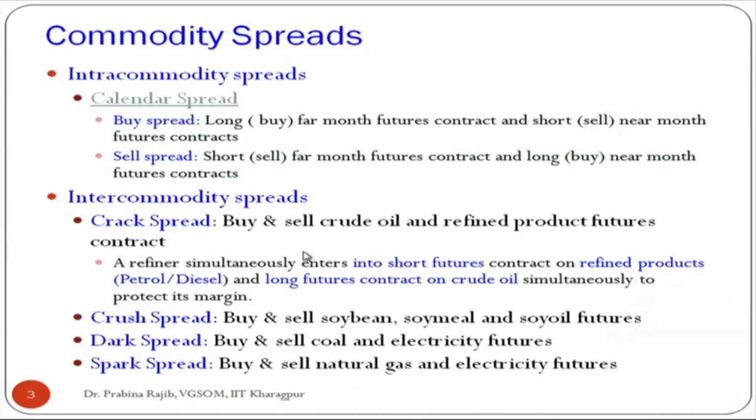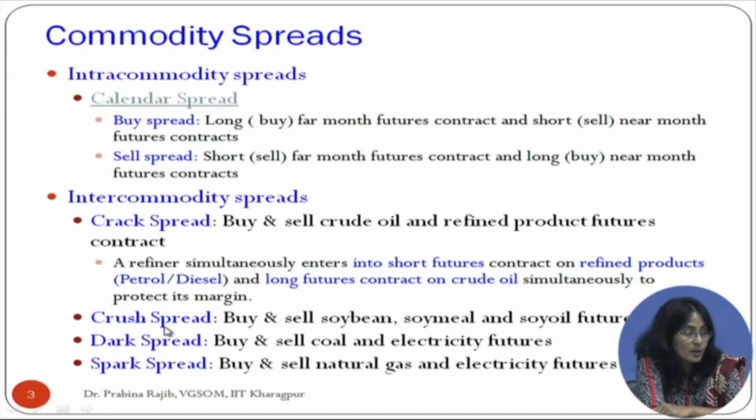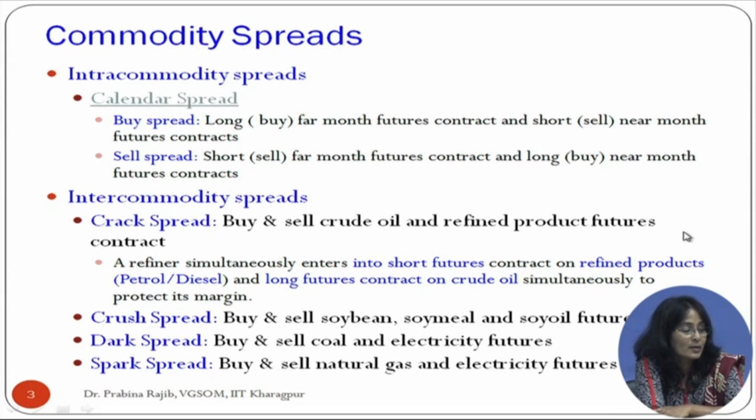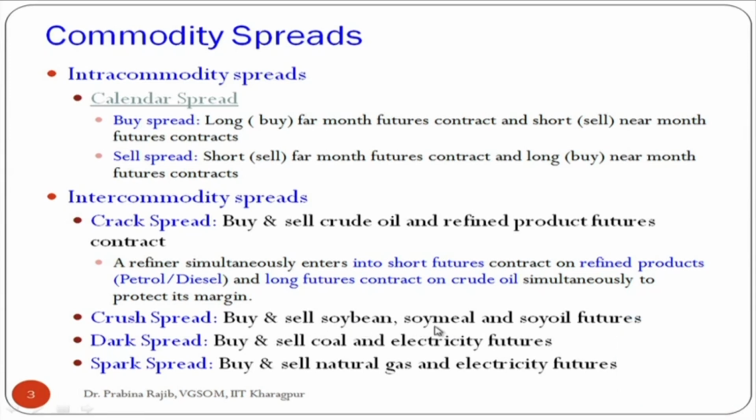Besides the calendar spread, many exchanges also offer intercommodity spreads. So what are these? You can have crack spread, cross spread, dark spread, and spark spread. What do we mean by crack spread? Somebody can buy the crude oil futures contract and simultaneously sell a refined product futures contract, that is, a futures contract on petrol, diesel, aviation turbine fuel or kerosene, whatever it is. So simultaneously somebody takes long futures in crude oil and short futures in refined product, or vice versa. These kinds of contracts are called crack spread. Cross spread: somebody can take long futures in soybean and short futures in the derived products, that is soya meal and soya oil, or vice versa. That is also known as a cross spread.